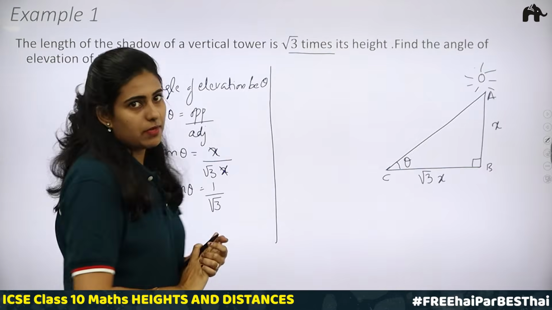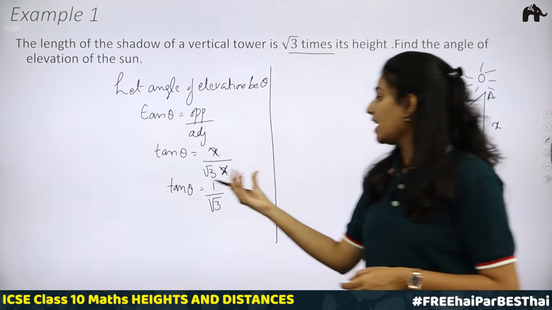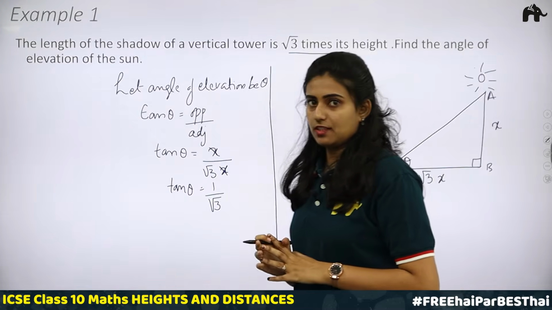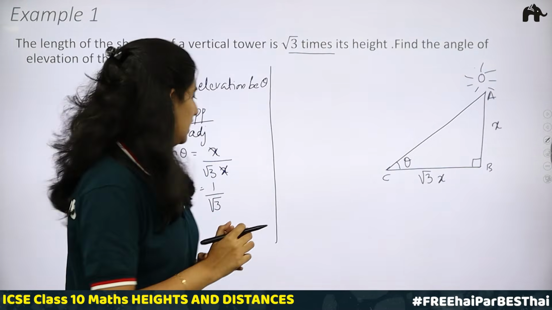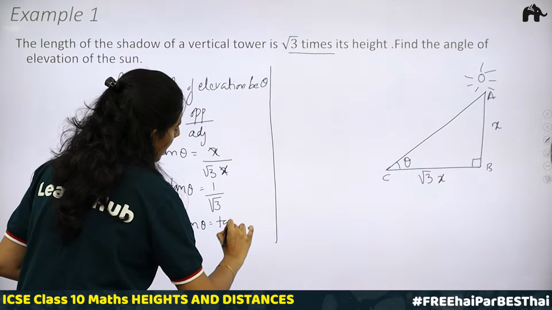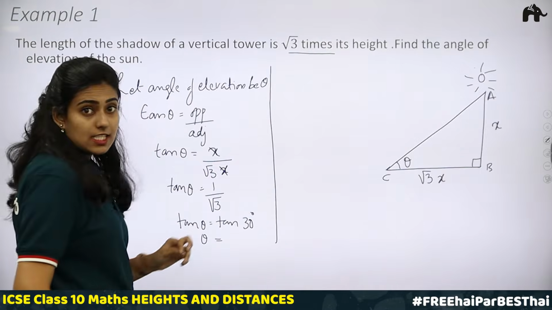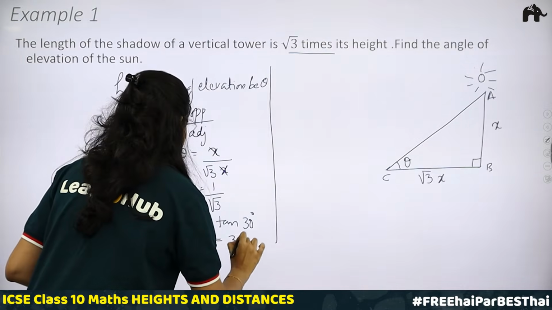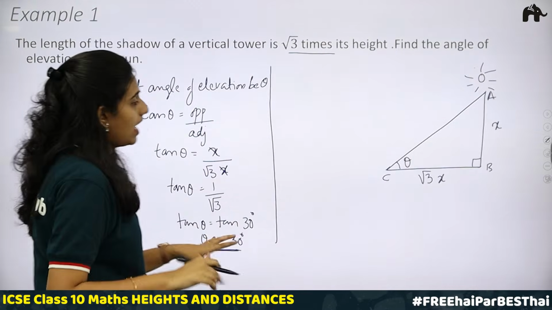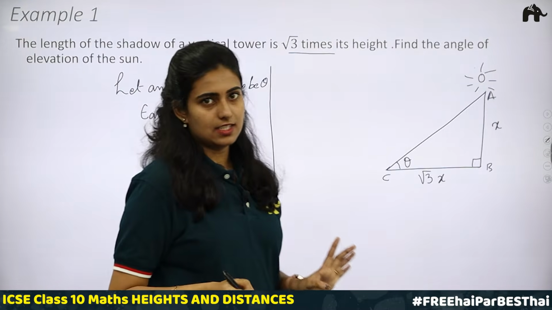When do we get 1 by √3? What is the value of theta when tan theta is equal to 1 by √3? 1 by √3 is at 30 degrees. Correct. So, tan theta will be equal to tan of 30 degrees. Then what is theta? Theta is 30 degrees. So, the angle of elevation of the sun will be equal to 30 degrees. Clear?